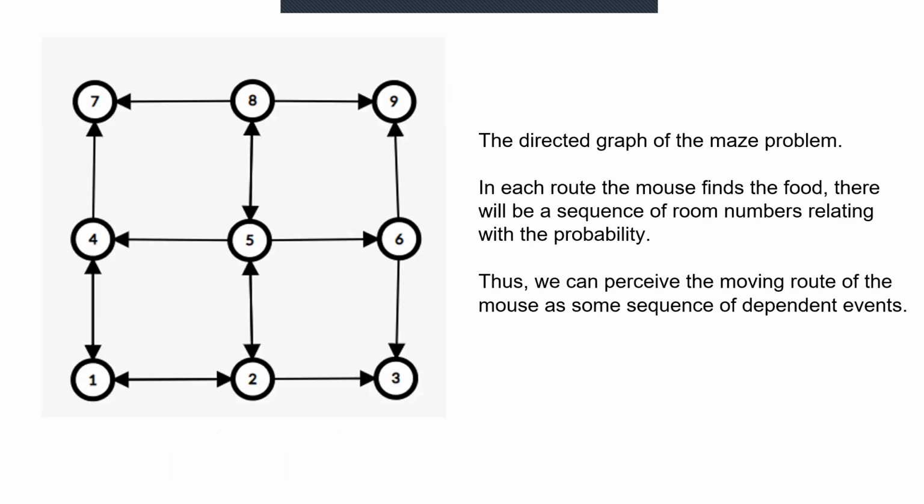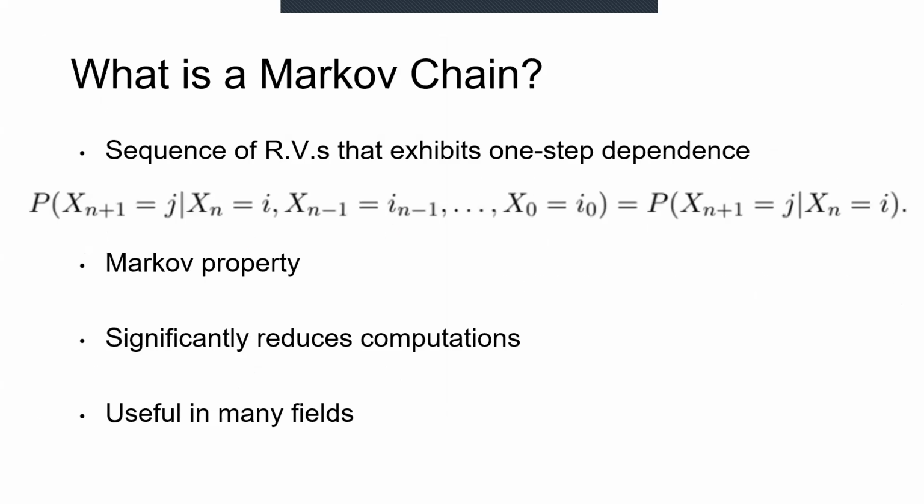So this means we can visualize this as a directed graph of the maze. In each room, the mouse finds the food. There will be a sequence of room numbers relating with the probability. Thus, we can perceive the moving room of the mouse as some sequence of dependent events. To calculate the probability for that problem, it would be very difficult if we had to condition against all previous events. So we must use a Markov chain.